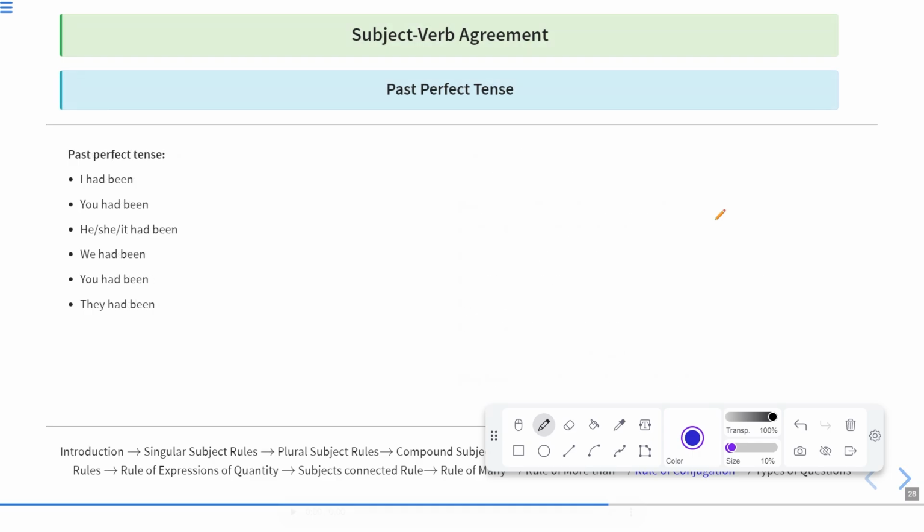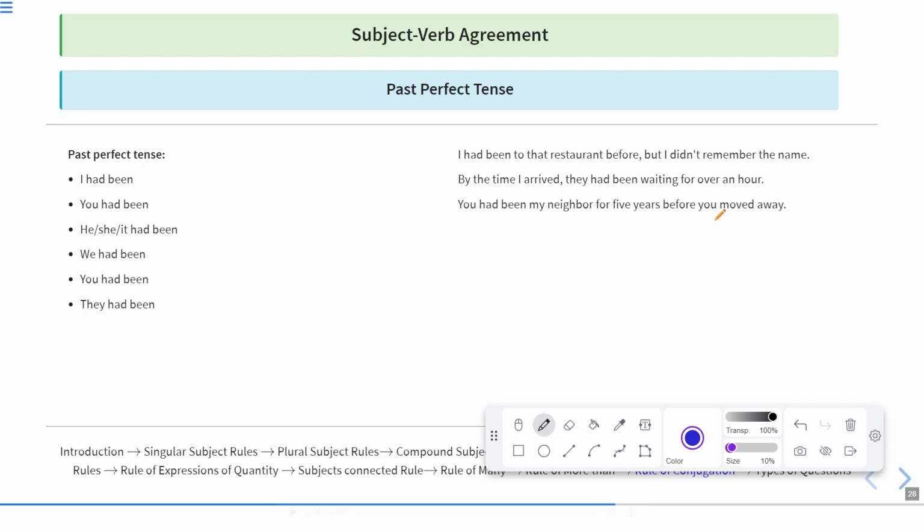Past perfect tense, I had been, where I can use this one. I had been to the restaurant before, but I didn't remember the name. By the time I arrived, they had been waiting for 1 hour. So we can use had been or have been in the perfect continuous tense, and in the perfect tense as well. But in case of passive voice, we can use been in the present tense also. And also, in case of main verb, we can use be in the perfect tenses as well.